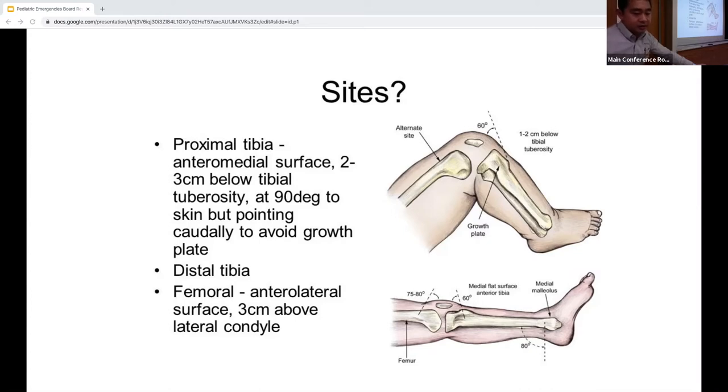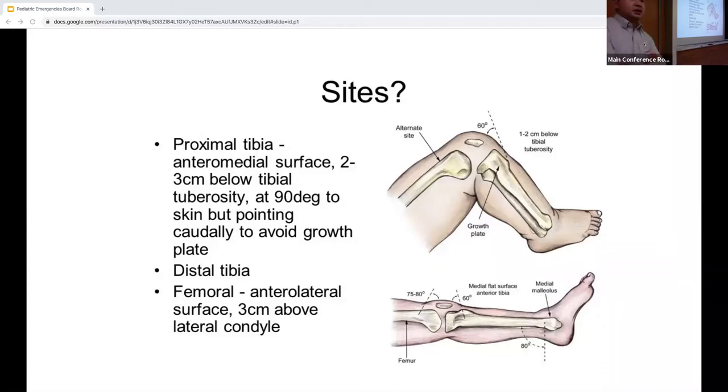You can also do the distal tibia as a second line, so around the ankle, or you can do the femoral. I think the femoral, typically for a young child, like an infant, might be the best second place to go, just because it's the thickest bone in the area. So generally, if you're putting an IO into a young child, you sometimes go through the bone. That's why it's not successful. So you want to go through a thicker bone. And so I love the distal femur as a place to put IO, especially when you're talking 9 months old. It's a great place to go.